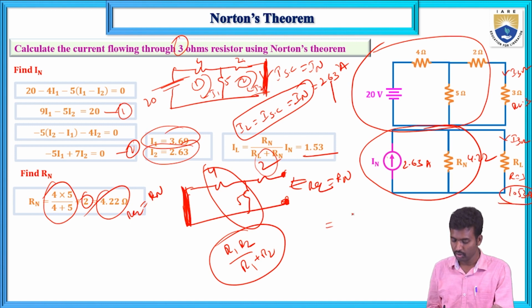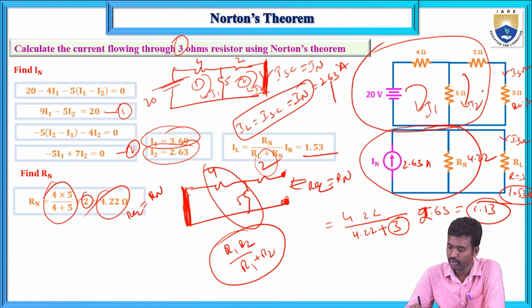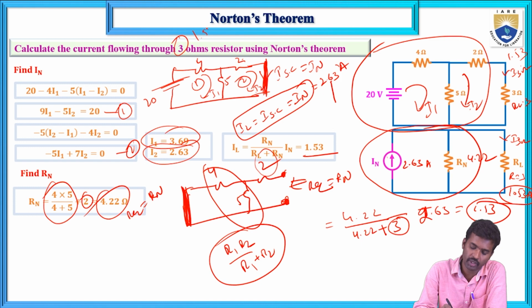This value equals 4.22 divided by 4.22 plus this 3 ohms, that is RL, into IN, which is 2.63. This equals 1.53. If you use mesh, nodal, or Thevenin's theorem, you will get the same value, 1.53. If you use I1, I2, you will get the same value, 1.53. This I2 current should be 1.53. The current flowing through the 3 ohms resistor is 1.53.